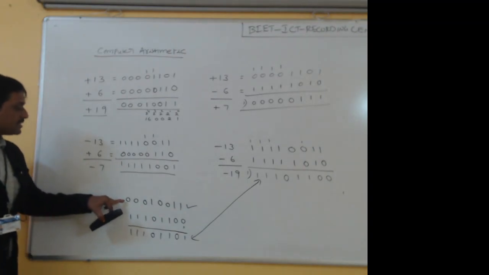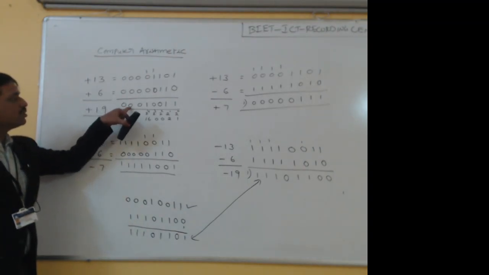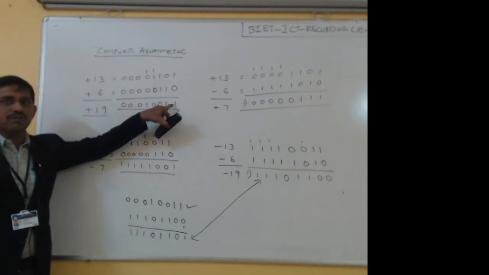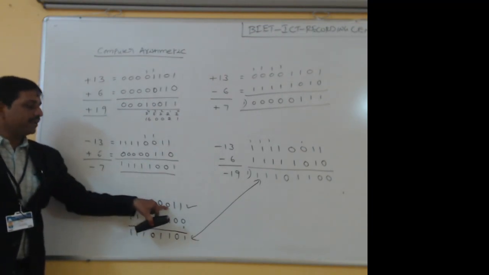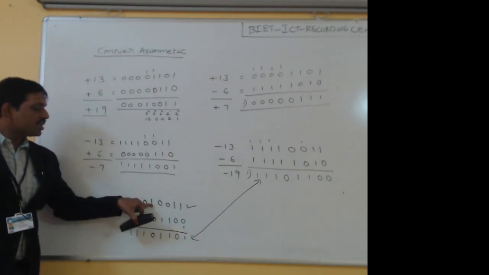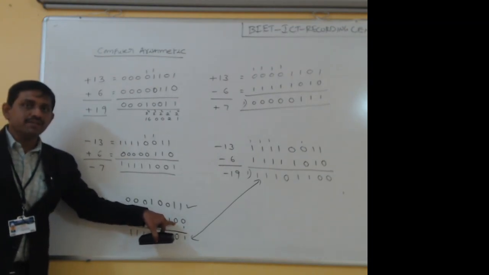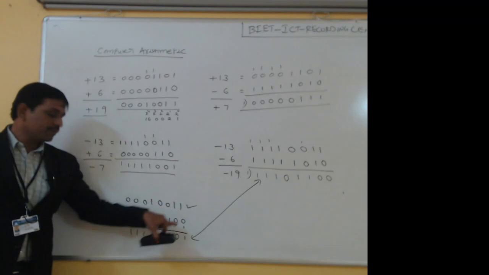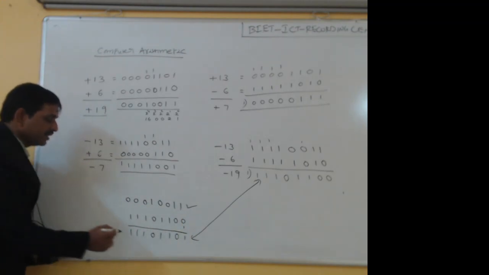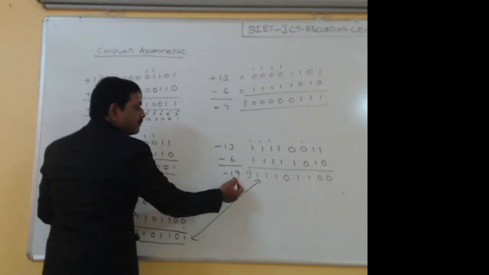It is plus 19. The plus 19 value is 0, 0, 0, 1, 0, 0, 1, 1. This is plus 19. Then this 2's complement form, that is 1, 1, 1, 0, 1, 1, 0, 1. First we have to find out the 1's complement. Then by adding 1 to the 1's complement, we can get the 2's complement. This is the 2's complement, minus 19.